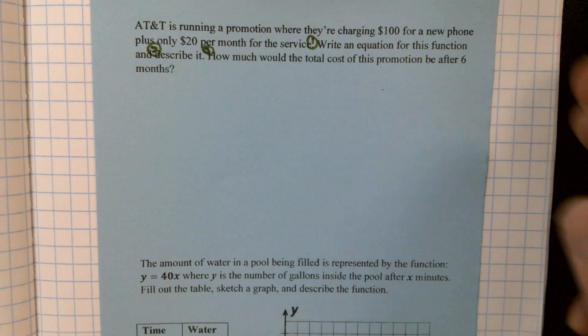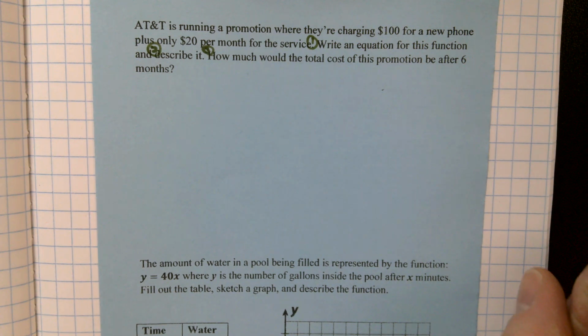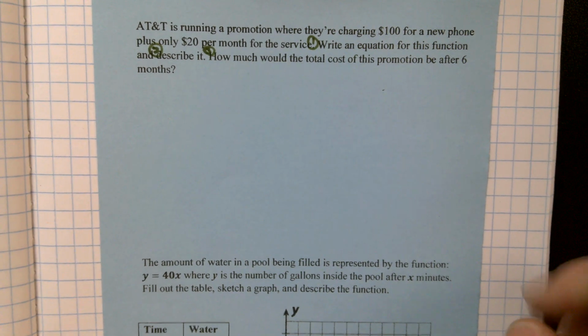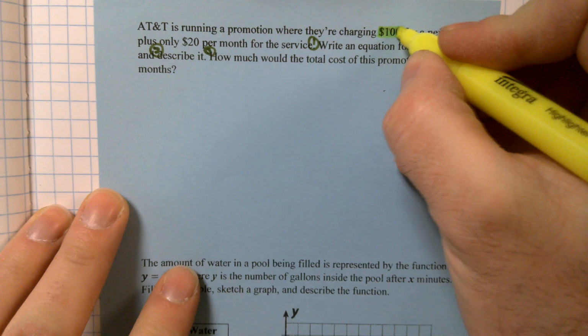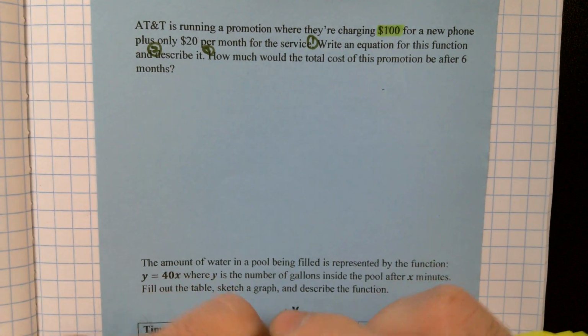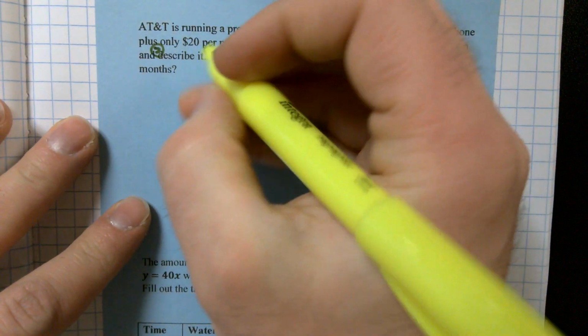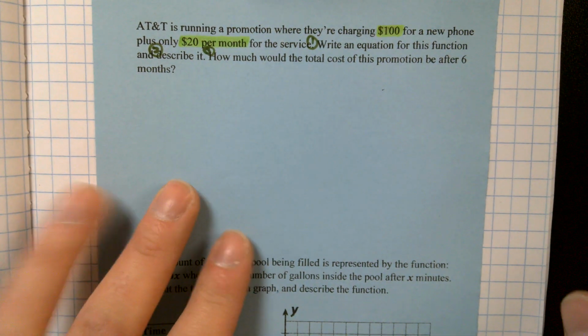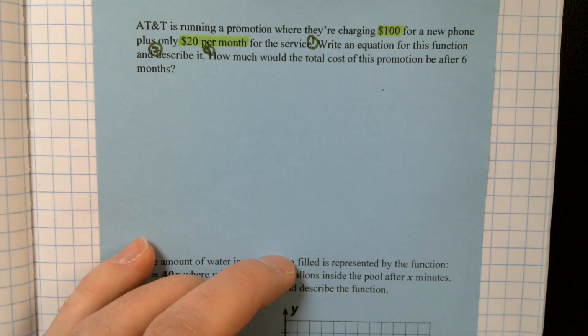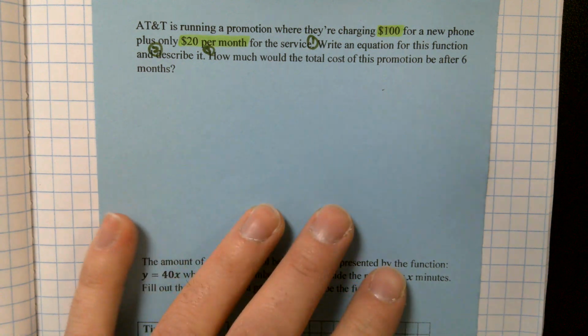There's a lot of words going on here. What information stands out to you as maybe being important when it comes to setting up an equation? The numbers. That's right, Ryan. The numbers. What numbers seem important to you? $100. Okay, what else? $20 per month. I love that you added that per month because that's going to tell us some important information here in a second. Any other numbers we should be aware of? 6 months.